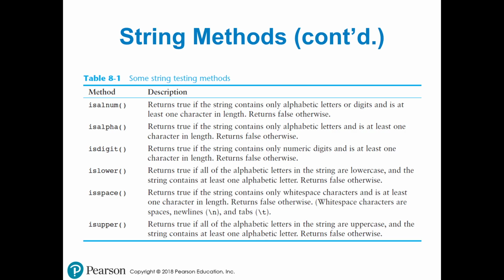isalnum, which stands for is alphanumeric, returns true if the string only contains alphabetic characters, such as letters or digits, and it's at least one character in length. It returns false otherwise. So if it's A, B, C, and it has 1, 2, 3, for example, then it would return true. Otherwise, it's going to return false. If there are no characters in an empty string, it's going to return false. isalpha is only going to return true if the string contains only alphabetic characters and, again, at least one character in length. isdigit returns true if the thing that you're checking is a number.